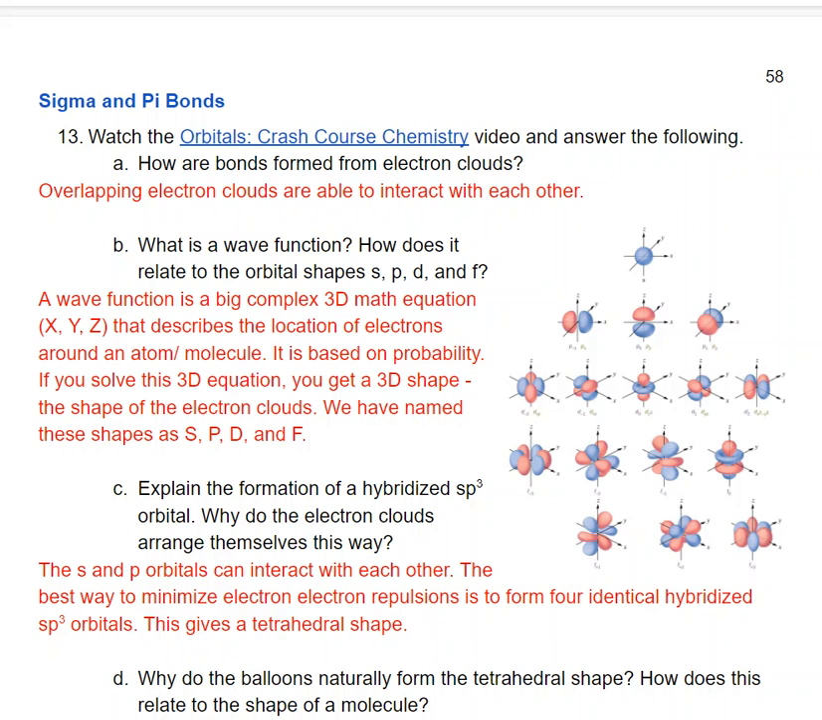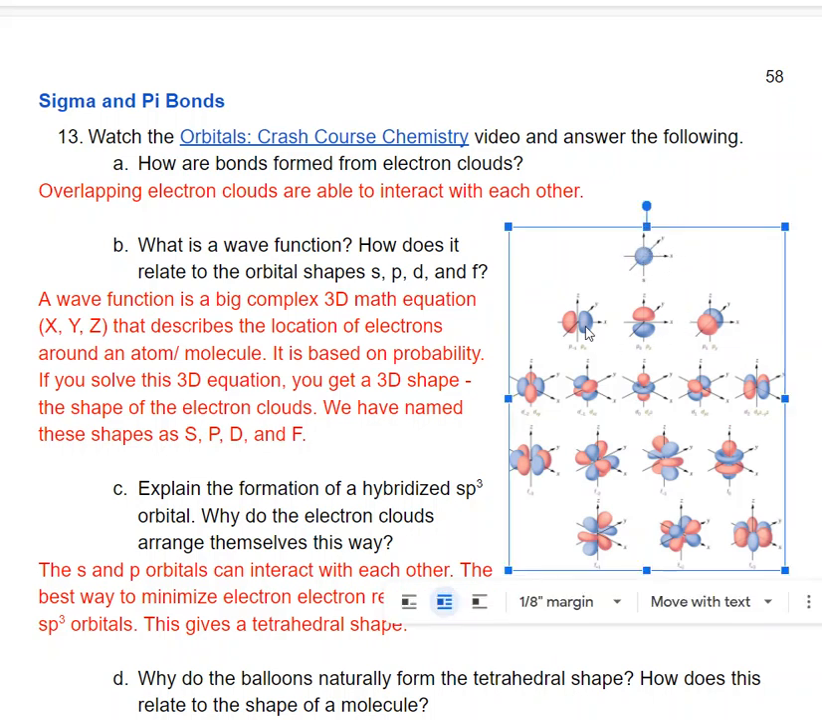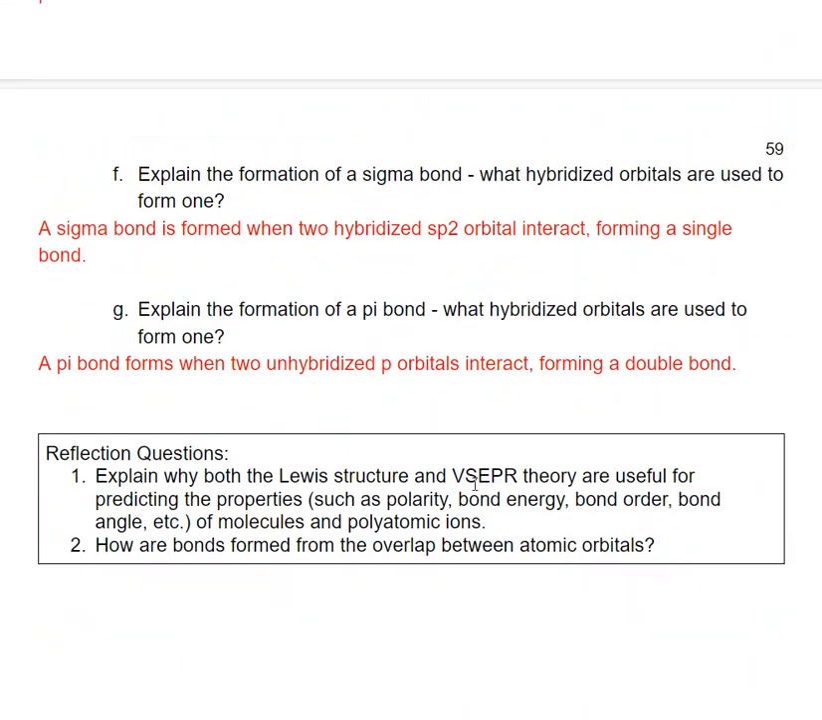So in this little picture that I have here, I'm showing you a bunch of different orbitals. So our s orbital is just spherical. Our p orbital is split into 3 pieces, x, y, and z. And then we have the d and the f orbitals, which have all kinds of crazy geometries. So how do we form that hybridized sp3 orbital? And why do the electrons arrange themselves in this way?